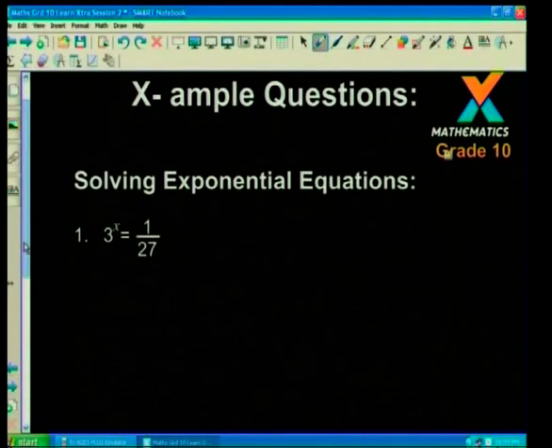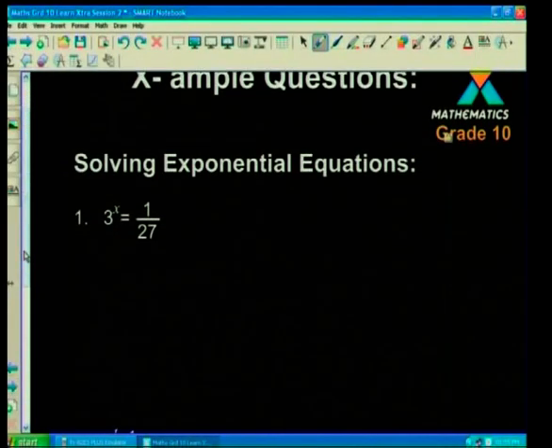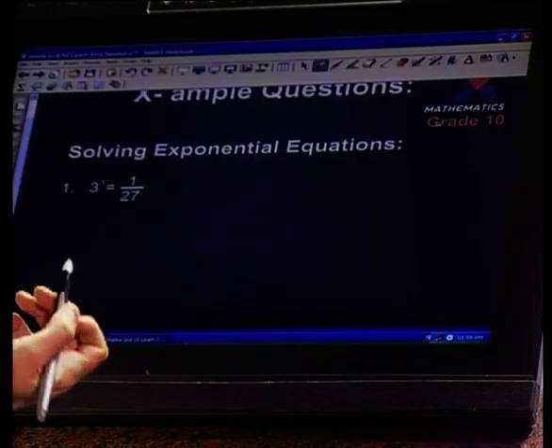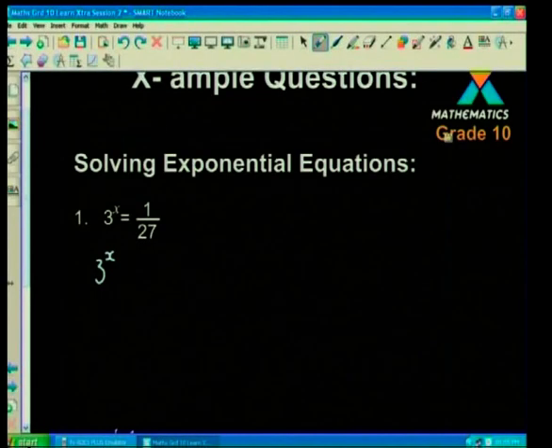Okay, the first question asks us to find x if 3 to the power of x is equals to 1 over 27. Now, x is in the exponent, which means we need to get the bases to be the same. We don't like 1 over 27. It's not a product of its prime factors, and it's a fraction. Let's start by changing it so that 27 is in the numerator. And the way we do this is that 27 has now acquired a negative 1.